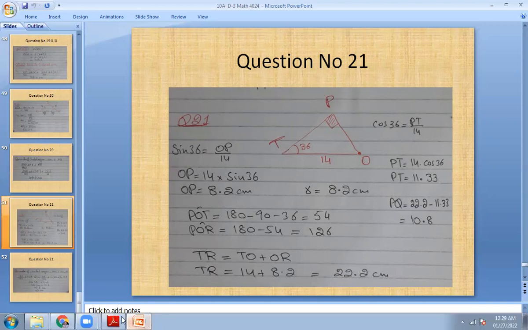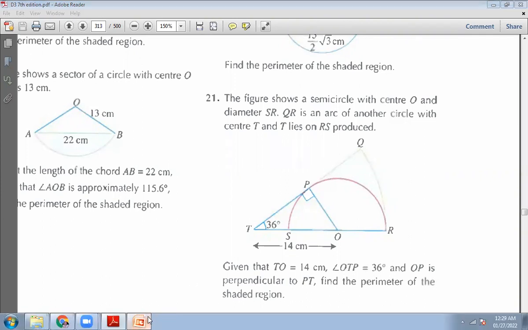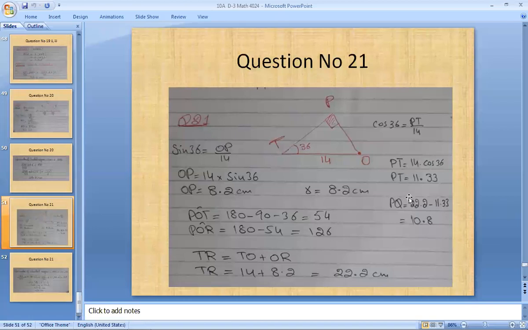Now this TQ will also be the same, 22.2. If I know this TP, from the TQ, subtract the TP and you will get the PQ. From this whole dimension, subtract this portion. So PQ will be equal to 22.2 minus 11.3, because this portion is 11.3. So you will have 10.8.